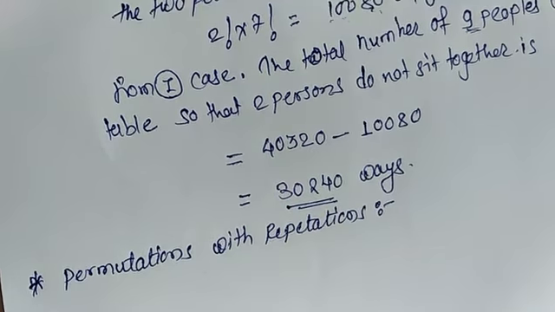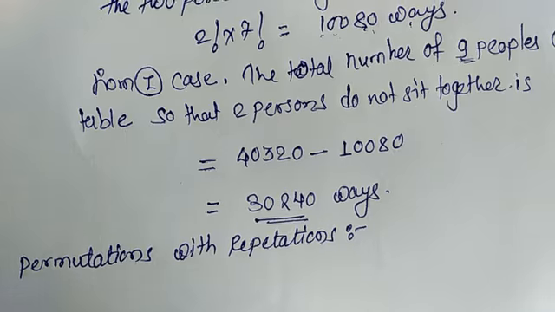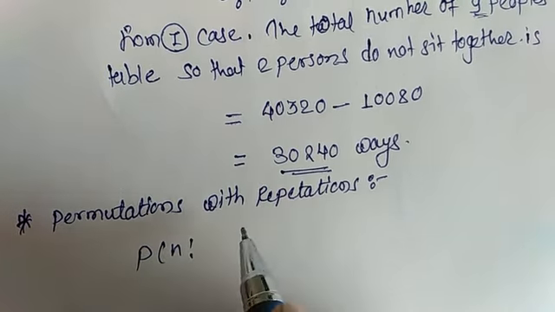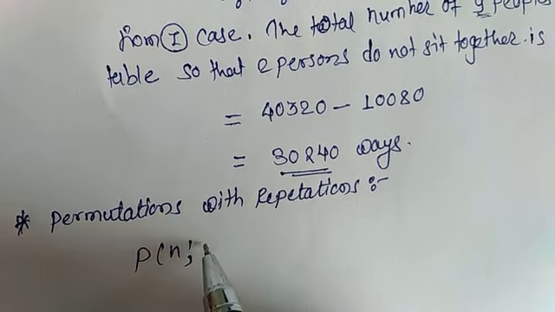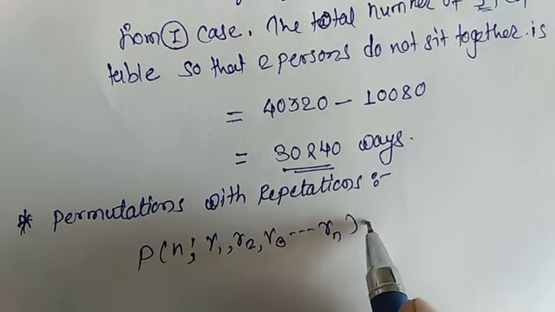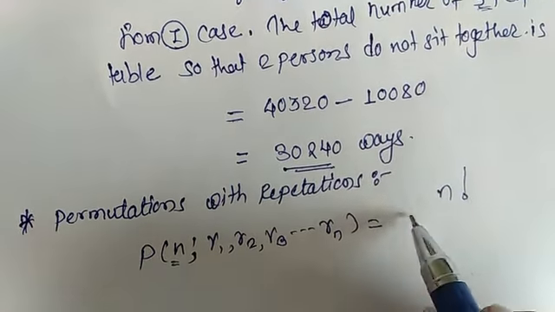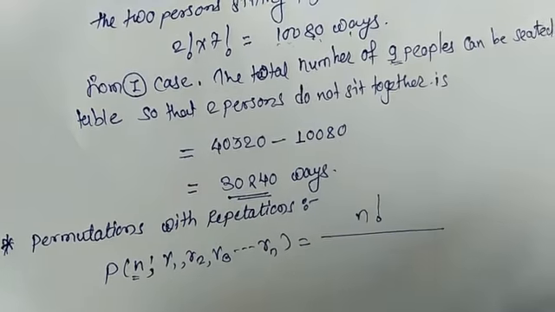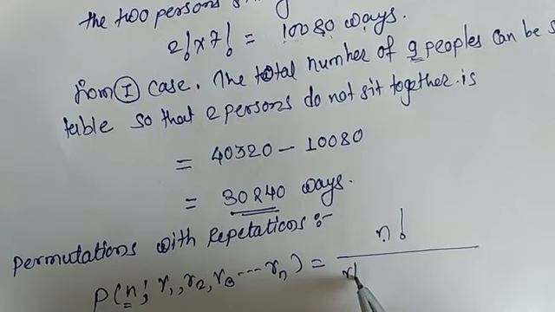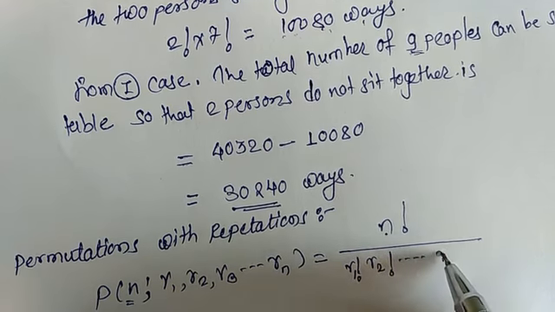Now in this there is a formula related to permutation with repetition. It is given by P of n; R1, R2, R3 up to Rm, which is equal to n factorial upon R1 factorial, R2 factorial, up to Rm factorial, where n is the number of elements.